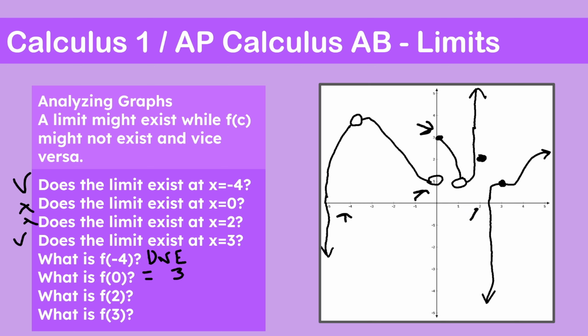Okay, so this seventh question asks us, what is f of 2? So we see 2 is right here. We're trying to find what value f of 2 is. We can see that these two intersect, which means that f of 2 is equal to 2 because there's a defined point right here.